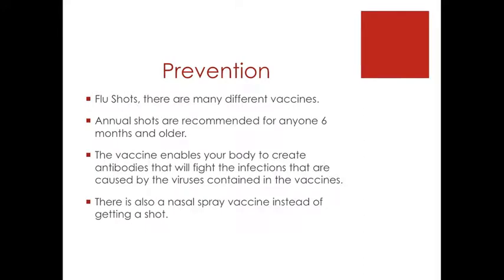Preventing the flu. The best way to prevent the flu is by getting the flu shot. There are multiple vaccines for the flu depending on the strain, and it is recommended that anyone over the age of 6 months get an annual flu shot. How the vaccine works is about 2 weeks after receiving the vaccine, your body will start creating antibodies that will help fight the flu if you are exposed to it later and prevent you from even getting it when you are exposed to the actual virus.